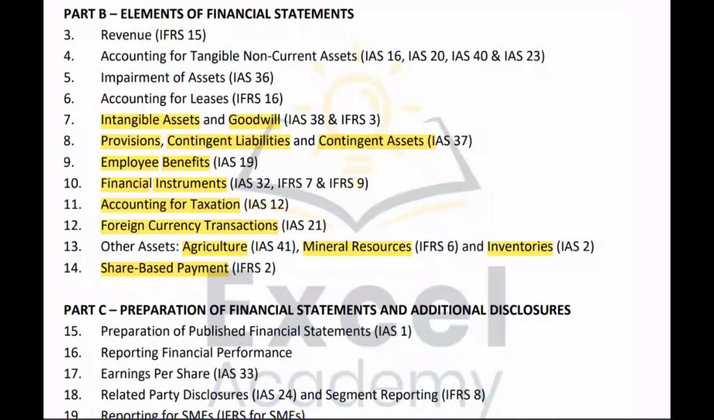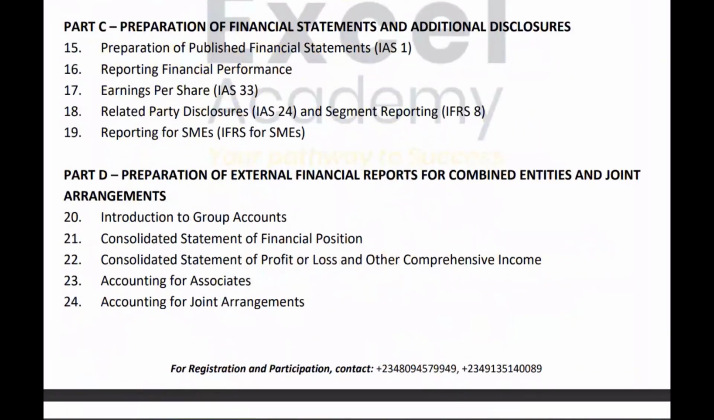Next, we'll be looking at part C. Here we'll be looking at preparation of financial statements and some disclosures. IAS 1 talks about the preparation of financial statements. As far as this exam is concerned, you might not be required specifically to prepare published financial statements, but they can just ask how we treat items in the financial statements. The examiner can ask you to prepare a financial statement extract. We also have financial reporting performance. The examiner can ask you what you observe about the performance of maybe a company over certain years, or of different companies.